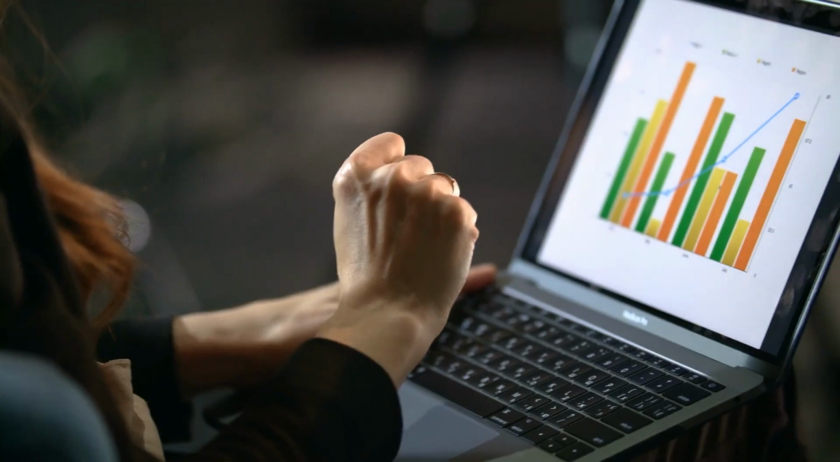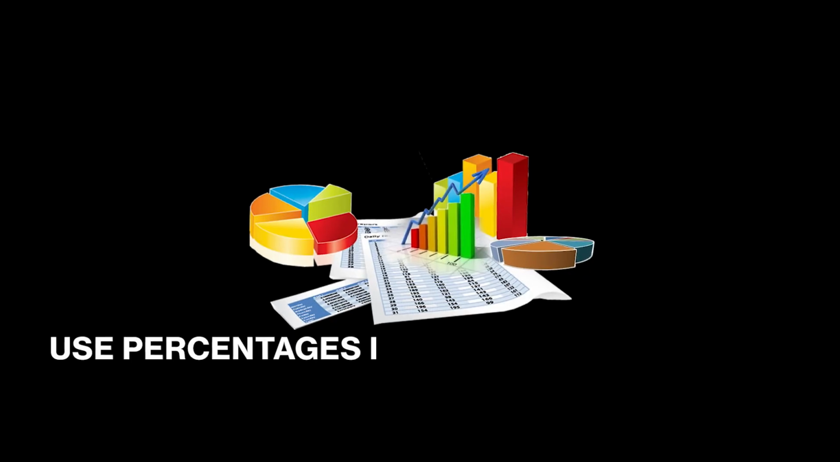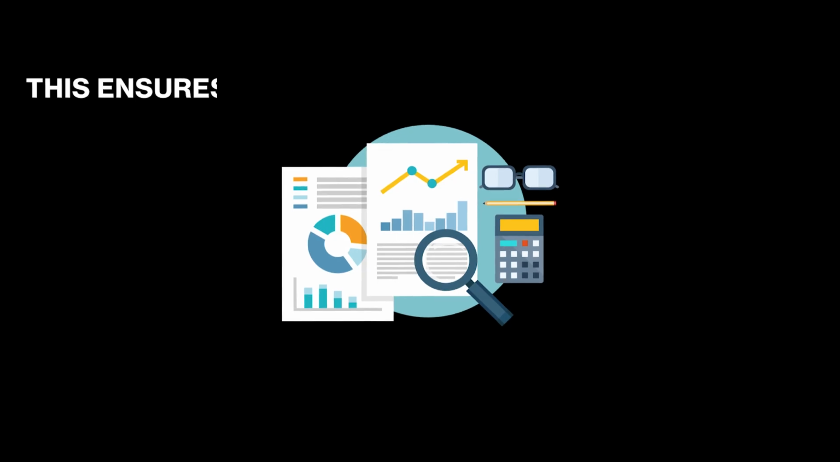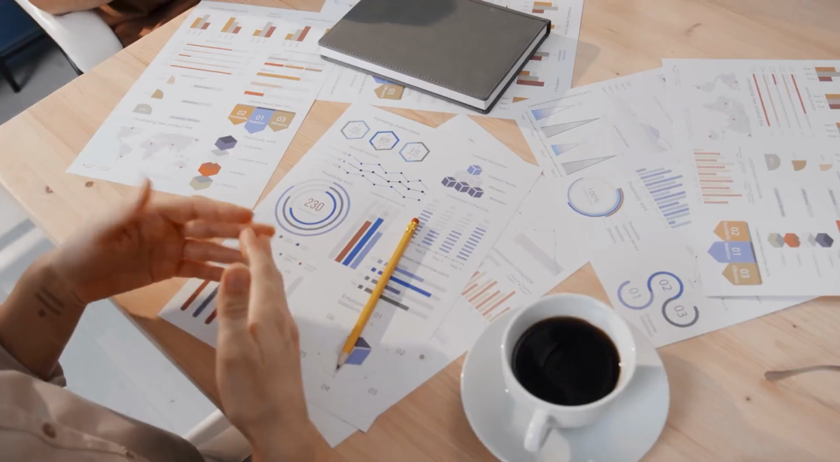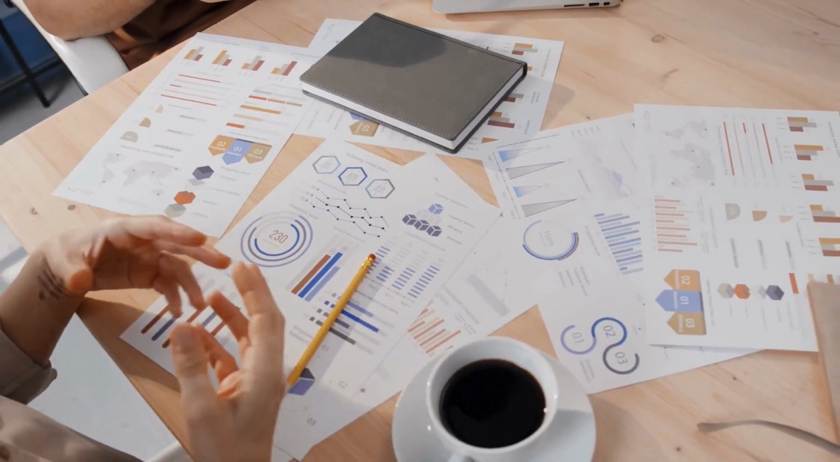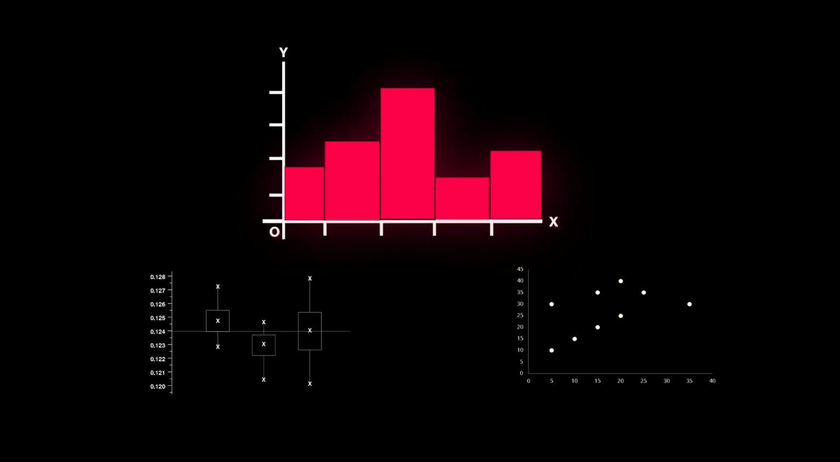Normalization. When comparing datasets of different sizes, normalize your data. Use percentages instead of raw counts. This ensures a fair comparison between datasets that might differ in size or range, preventing one dataset from dominating the interpretation. Combine with other tools. You can compare histograms with other visualization tools for even deeper insights.